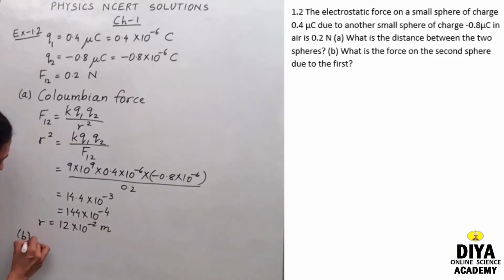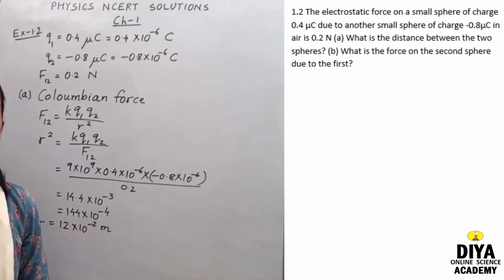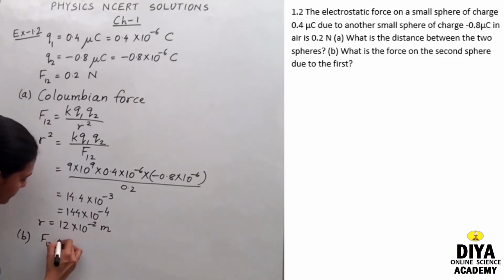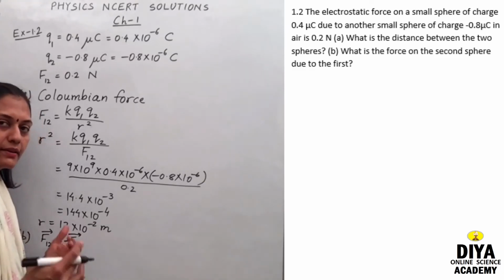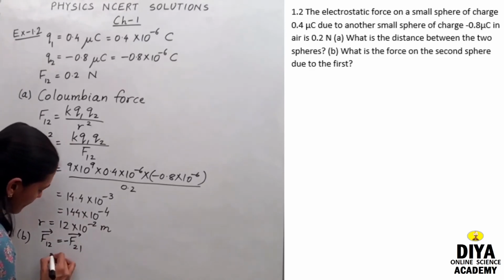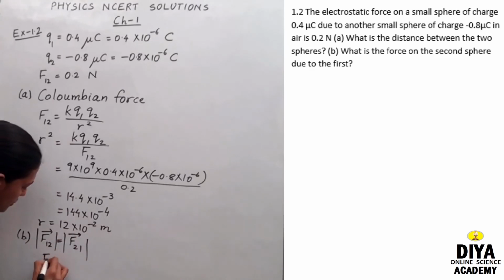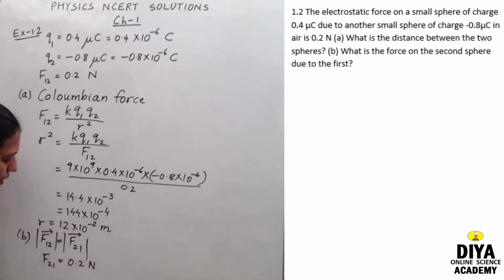Now the second question, what would be the force on the second due to the first one, right? So we know that F12 equals F21 in magnitude, and if you see it vectorially, then only it will be opposite in direction, right? So magnitude wise both the forces would be the same. So you call it F12 or F21, it will be equal to 0.2 Newton only in this case. So this is the first answer and this would be the second answer.